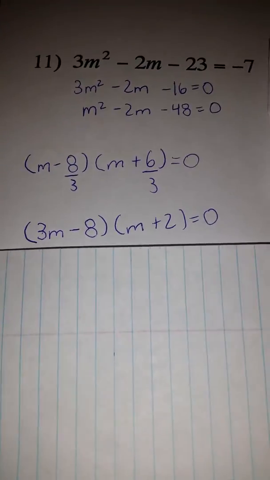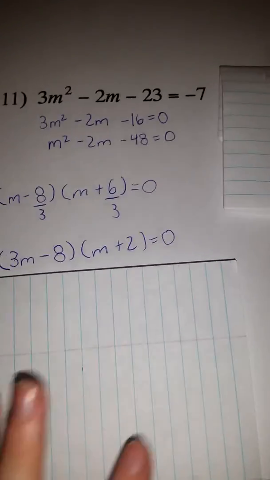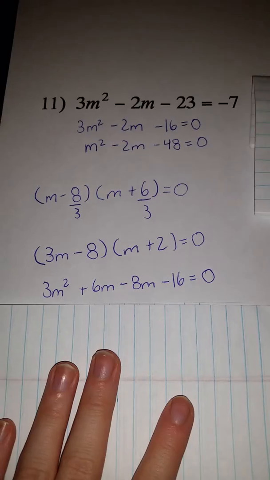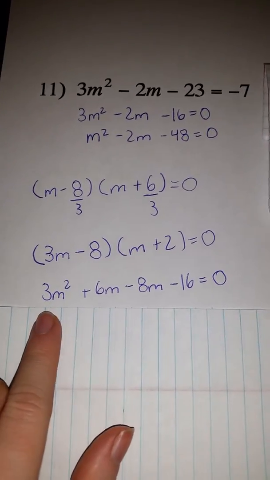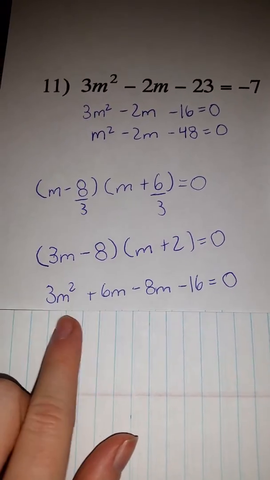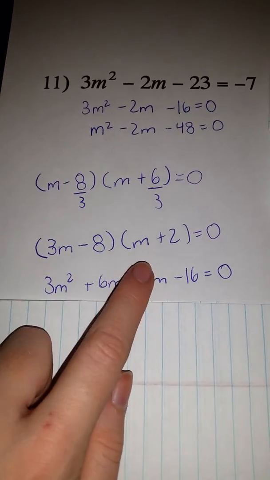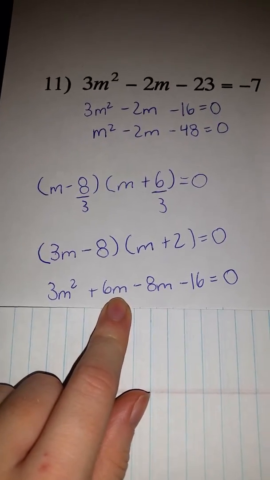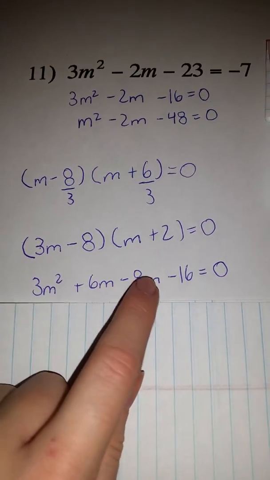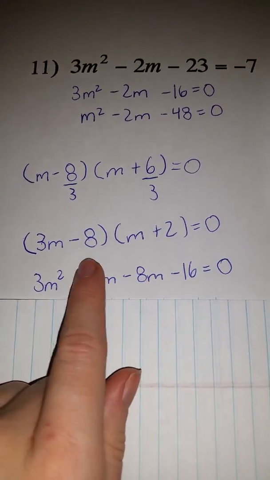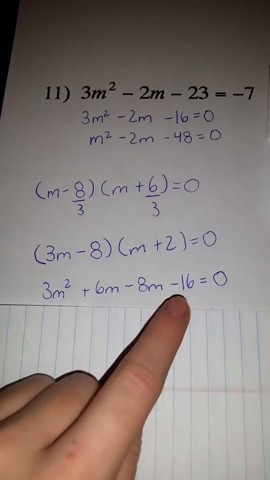So once you figured that out, you may know that you have it right, but you still have to check your work. So you're going to multiply them all together. You're going to multiply 3m times m. That gets you 3m squared. Then you multiply the 3m by the 2. That gets you your positive 6m. And then you multiply your negative 8 by your m. That gets negative 8m. And then you multiply your negative 8 by your 2. And that gets you your negative 16.